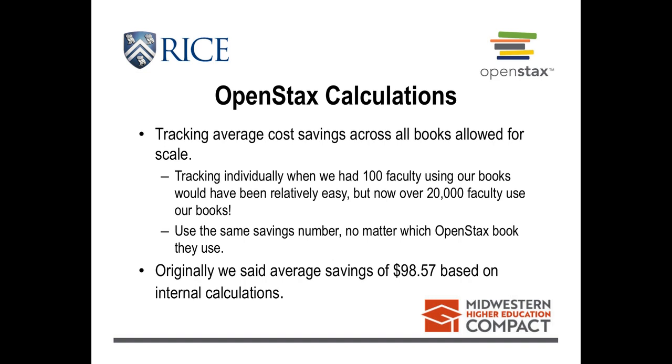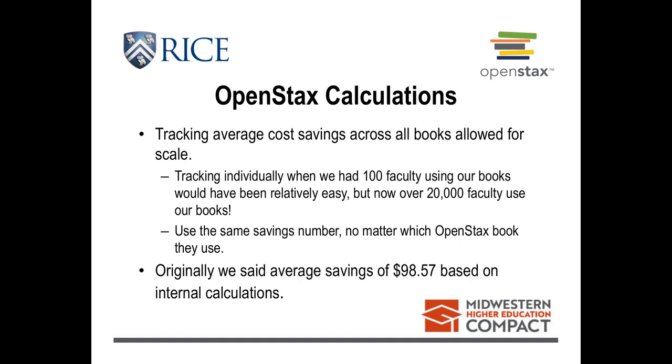And so one of the things that we decided to do, first decision on this particular subject, was to track the average cost savings across all books. What I mean by that is, a faculty member who has adopted our anatomy and physiology book and a faculty member who has adopted our sociology book are saving their students the same average amount of money. And we found that by doing that, we were able to quickly scale this.